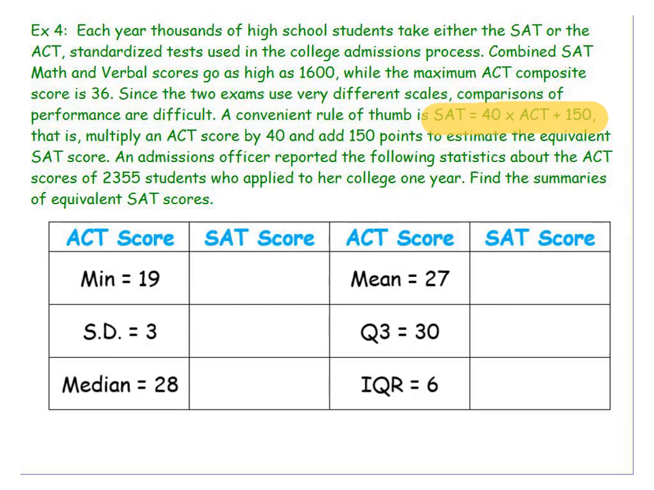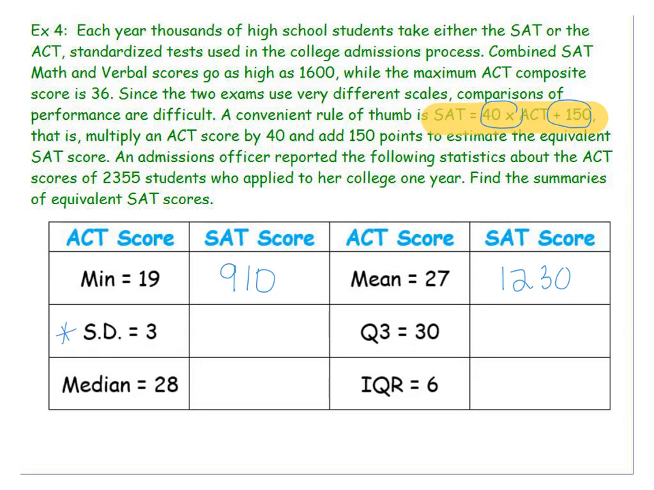Now remember, here you have two actions. You have multiplying and adding. Multiplying applies to everything. Adding does not apply to the standard deviation and the IQR. So, you will need a calculator because these numbers get big. The minimum, we get to do both. So you're going to take 40 times the 19 plus 150, and you get 910. The mean will go across. The mean of 27, we get to do both. 40 times 27 plus 150, I get an average of 1,230.